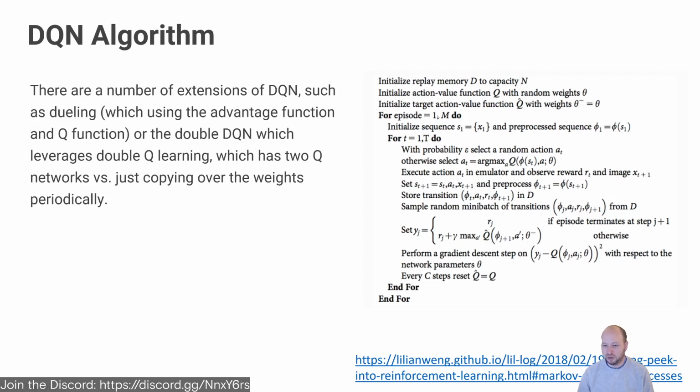For our first episode, for episode 1 through M, we do the following. We initialize the sequence, S1 is equal to X1. We process the sequence, phi1 is equal to phi of S1. So phi1 in this case, by the way, is a way to represent your state. This is from the DQN paper. The DQN paper was about Atari games. And so in this case, the state was a bunch of frames. There were actually 3 progressive frames of video, and that was put through some kind of neural network to give you that state.